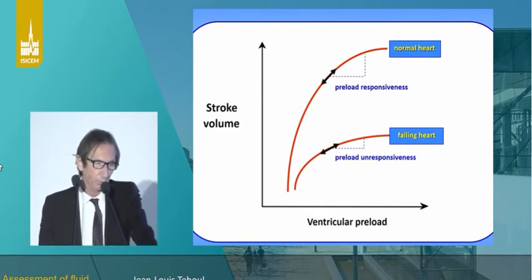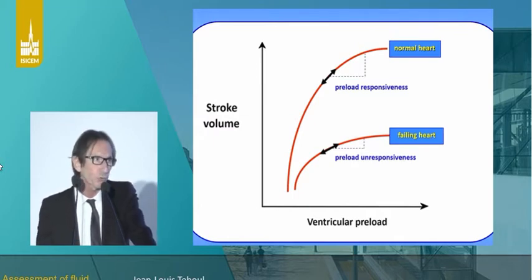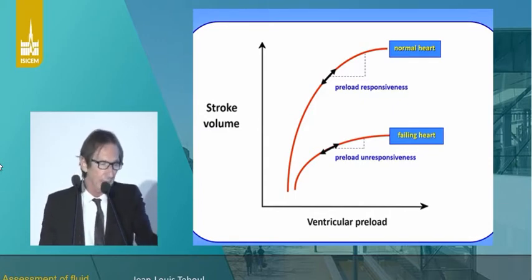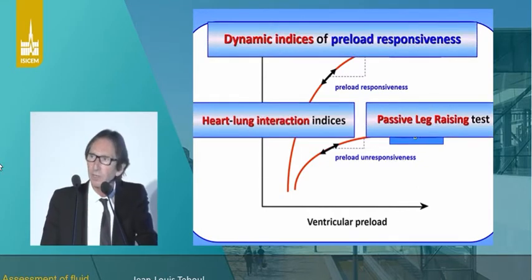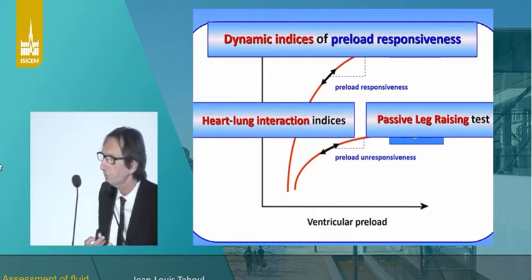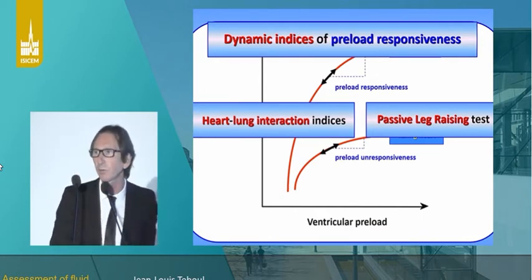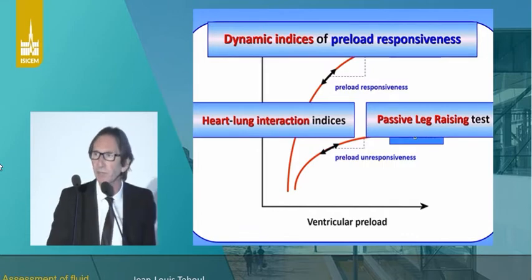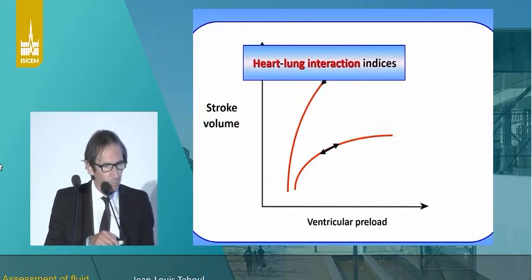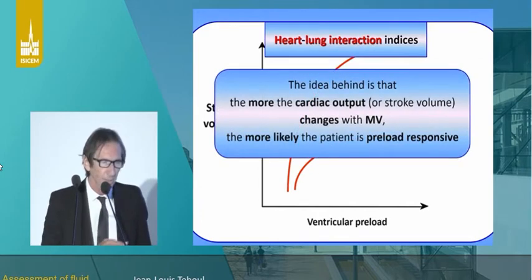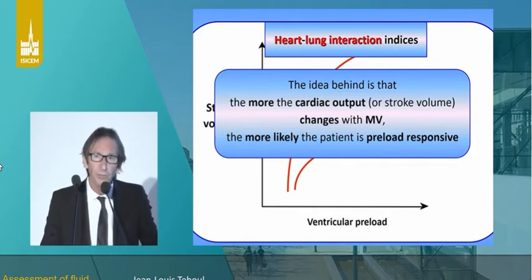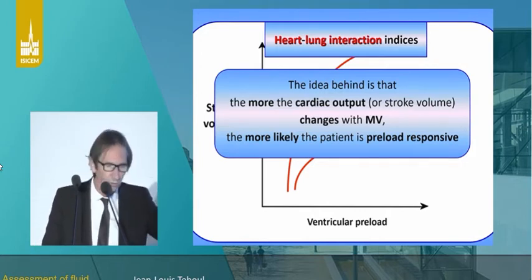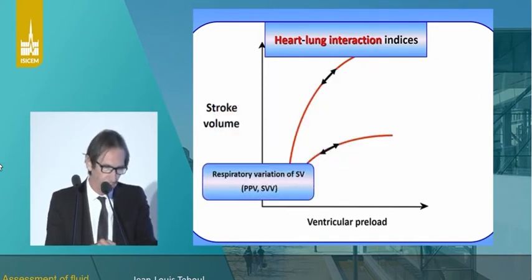And therefore, what could be interesting is to quantify the slope of the Frank-Starling curve at the time you decide to give a treatment to your patient, because your patient is not stable. And for this, we can have different categories of indices. We can have heart-lung interaction indices in patients who receive mechanical ventilation only, and the passive leg raising test in every patient. What about heart-lung interaction indices? Very briefly, the idea behind this is that the more the cardiac output or the stroke volume changes with mechanical ventilation, the more likely the patient is fluid responsive. And we have different categories of indices.